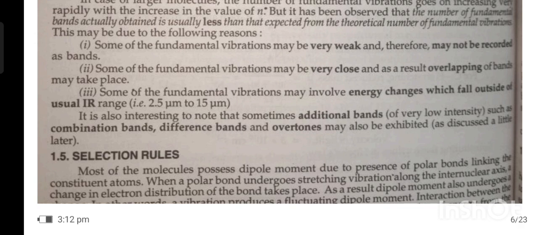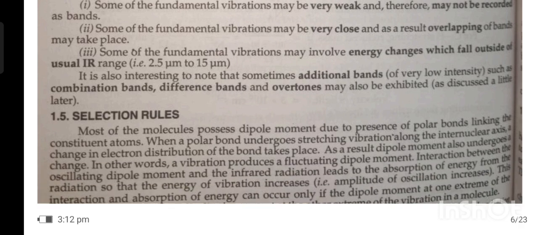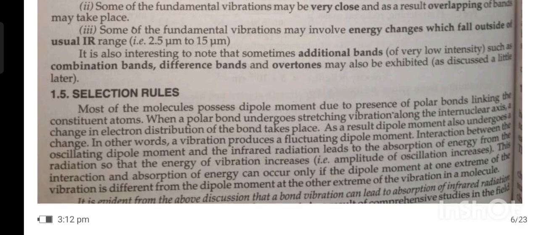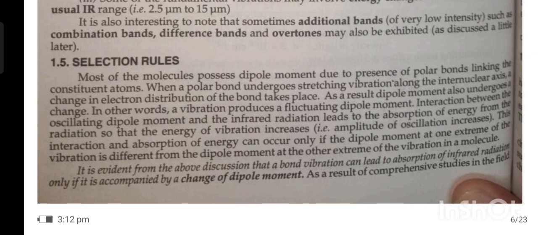It is also interesting to note that sometimes additional bands such as combination bands, difference bands and overtones may also be exhibited. Selection rule. Most molecules possess a dipole moment due to the presence of polar bonds linking the constituent atoms. When a polar bond undergoes stretching vibration along the intermolecular axis, a change in electron distribution of the bond takes place. As a result, the dipole moment also undergoes a change. In other words, a vibration produces a fluctuating dipole moment.